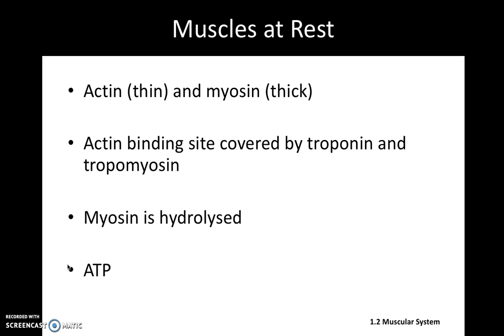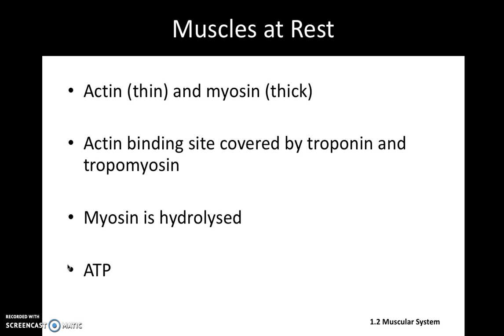There are two important proteins that are used in the process of a muscle contraction. These are called the actin and myosin, the actin being thinner in appearance when compared to the myosin. Both of these proteins must work together to allow muscle contraction. Located on the actin is the actin binding site. This is the point at which the myosin and actin will bind during a muscle contraction.